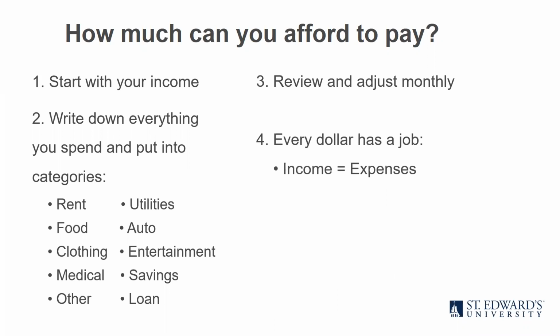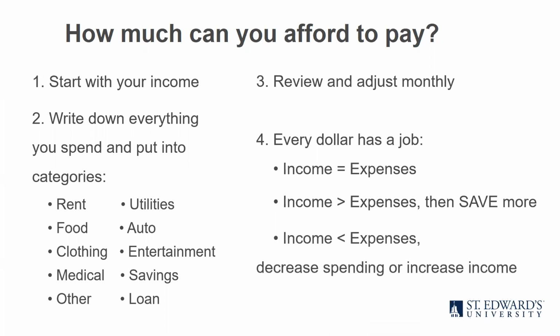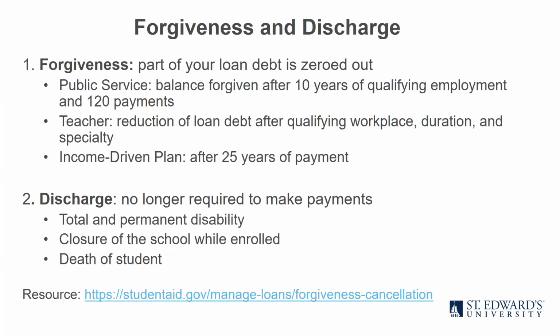In a perfect budget, your income equals your expenses, meaning that you don't spend every penny you have. Every dollar has a job, whether that means your savings account is one of your expenses. So if you have extra money, put it in savings or pay off debt. If your income is more than your expenses, you can save more or pay off debt. If your income is less than expenses, really your only option is to decrease your spending or increase your income. Both require you to make sometimes tough choices, but important ones as well.